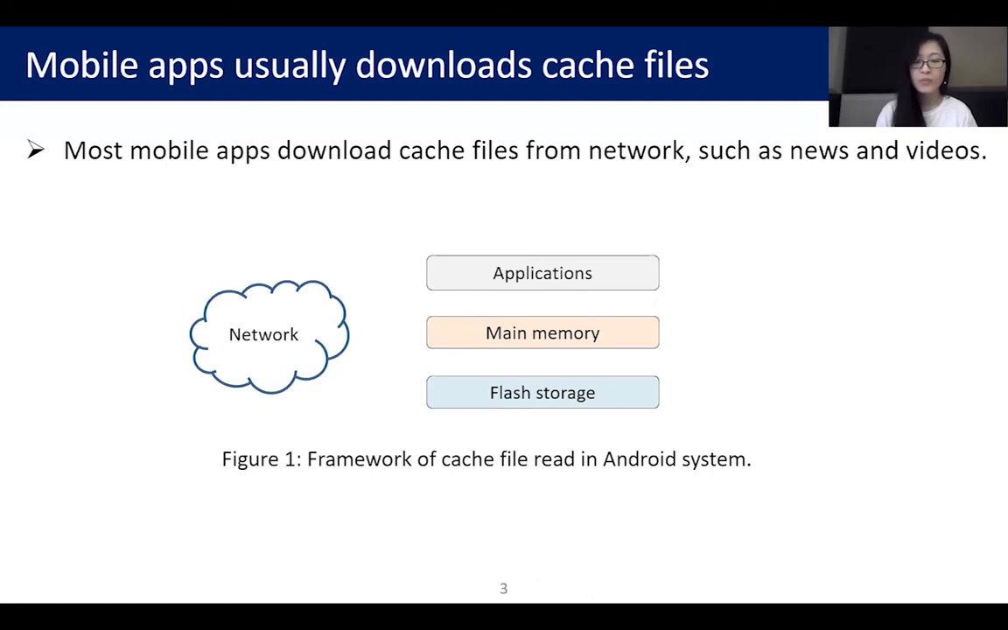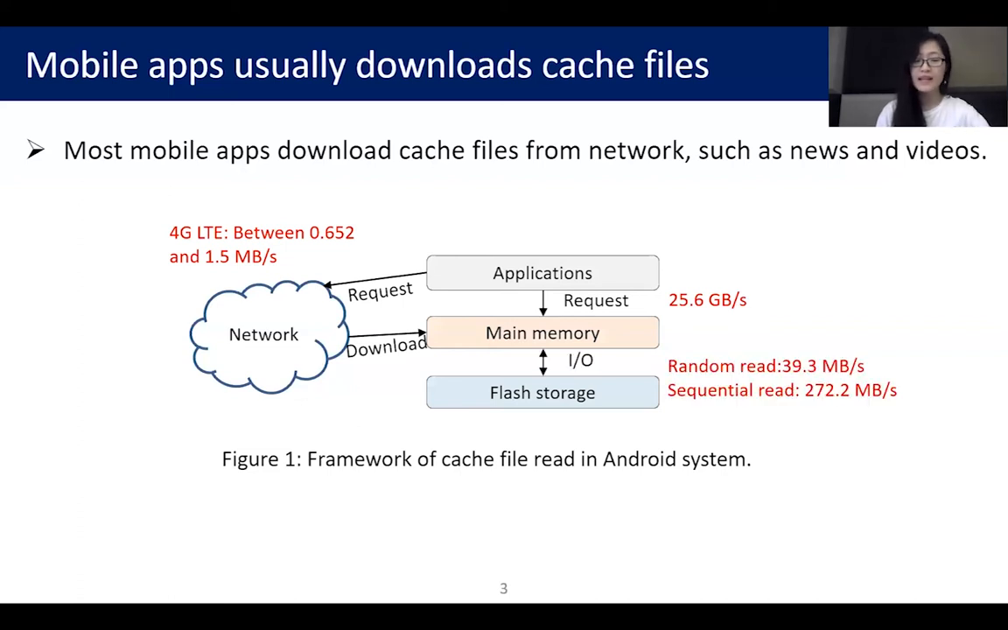Okay, we know most mobile applications need to download cache files from networks, such as news and videos. However, the speed of the network is slow. Requesting data from memory is the fastest. Even reading data from flash storage is much faster than from the network. Thus, to improve the data retrieval performance, mobile systems temporarily store the cache files in local storage.